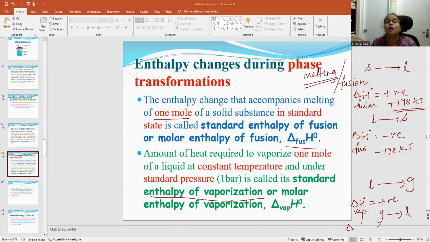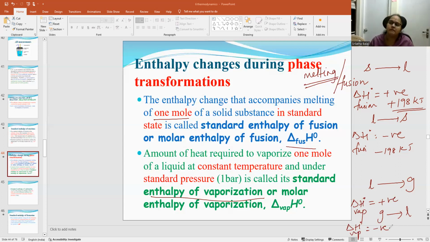So how do you know that condensation has occurred? Because your delta H is negative. We will not call it enthalpy of condensation. We say enthalpy of vaporization is negative, which implies condensation. Enthalpy of vaporization is positive, which implies vaporization of liquid to gas.